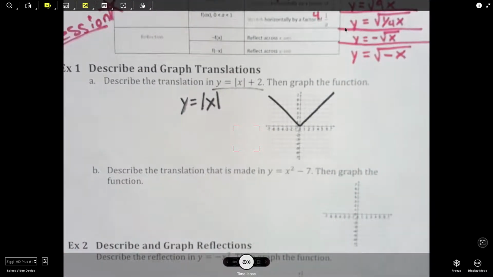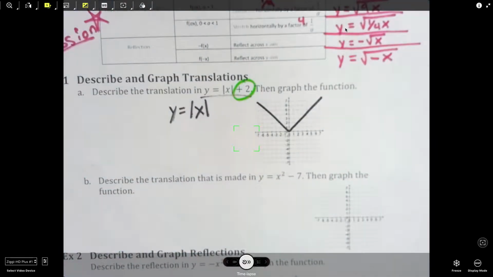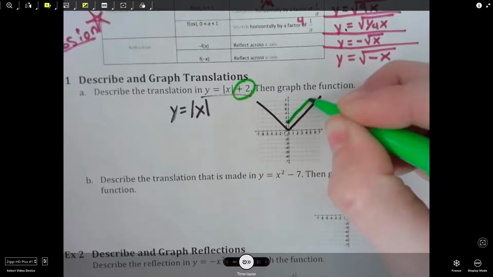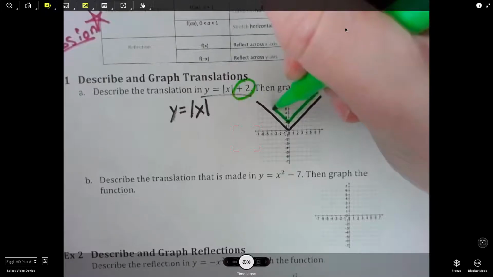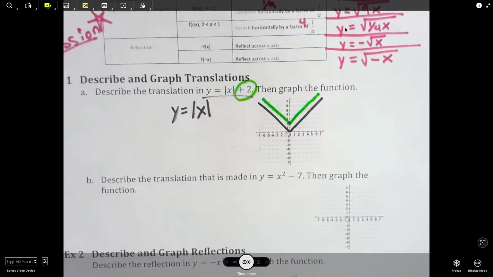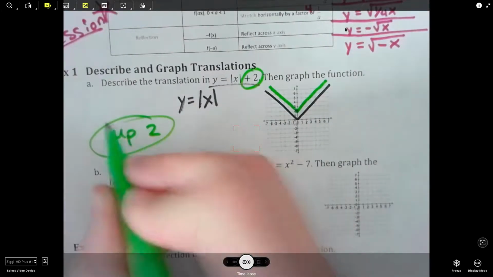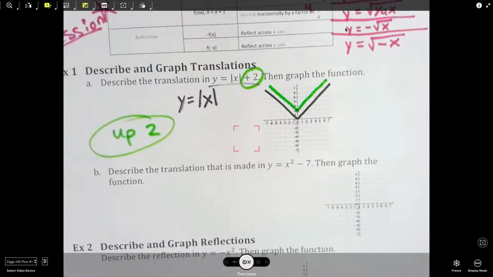Now, the +2 is on the outside of the function, this guy right here. So how is that going to move my V? Up. He's starting at 2 instead of starting at 0, and he's up 1 over 1, up 1 over 1. Or down 1 to the left 1. So that green one is my new one, and he is done. Describe the translation. Up 2. You have shifted our function up 2. Yes, correct.